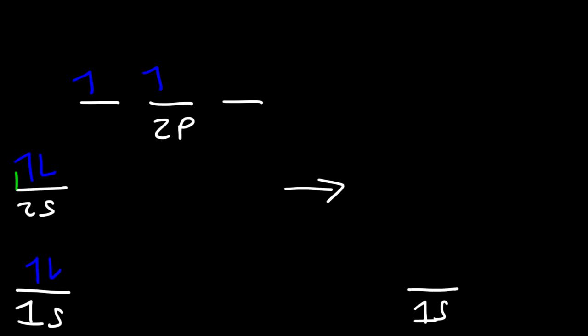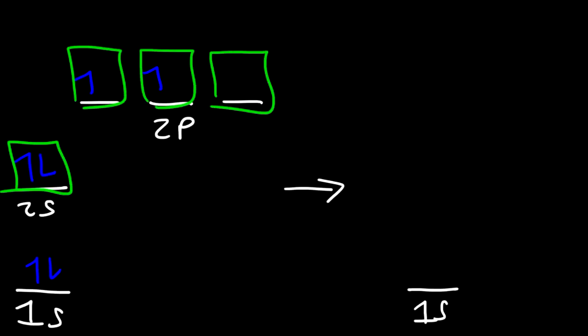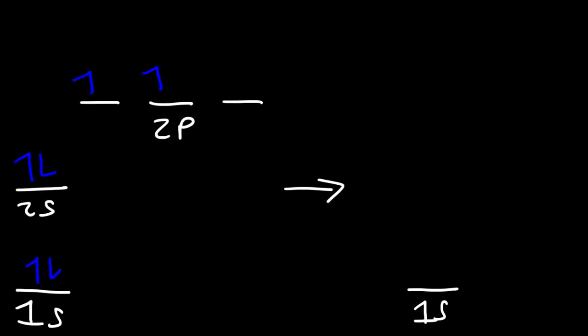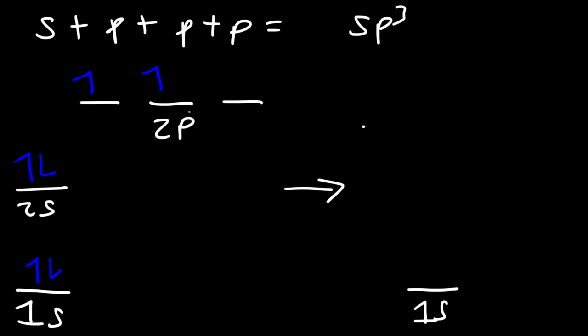Now we're mixing together 4 atomic orbitals, and so we're going to get 4 hybrid orbitals. And they're going to be degenerate orbitals of the same energy. So if we mix an s and 3p orbitals, what are we going to get? We're going to get a hybrid orbital called an sp3 orbital. And because we mixed 4 atomic orbitals, we're going to get 4 sp3 orbitals.